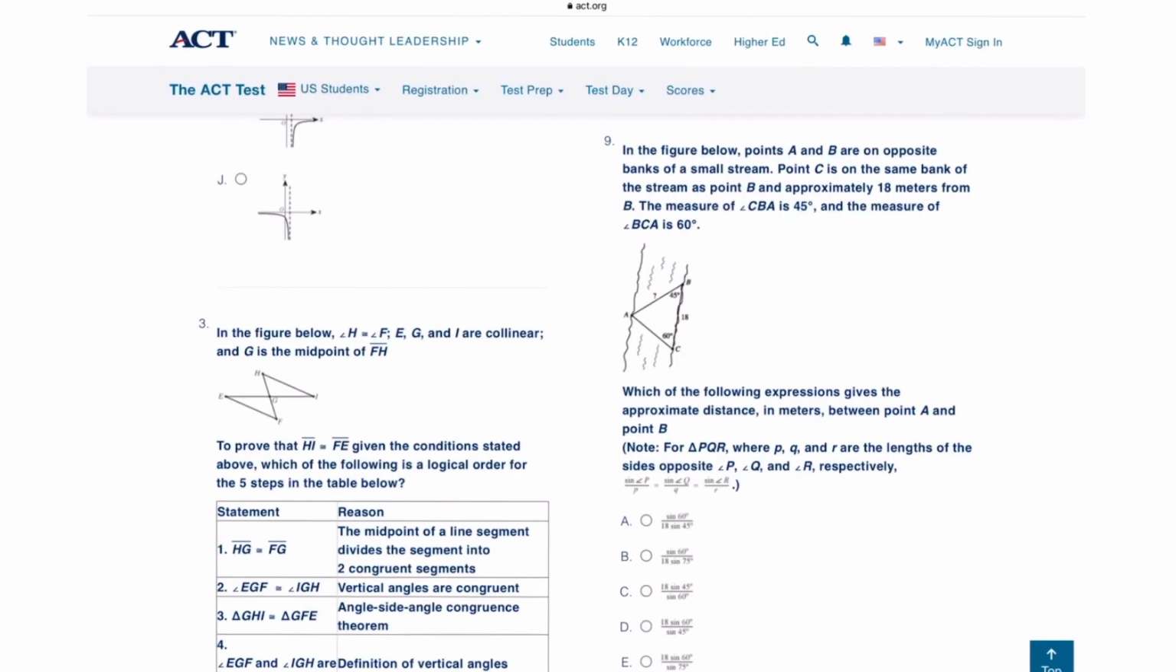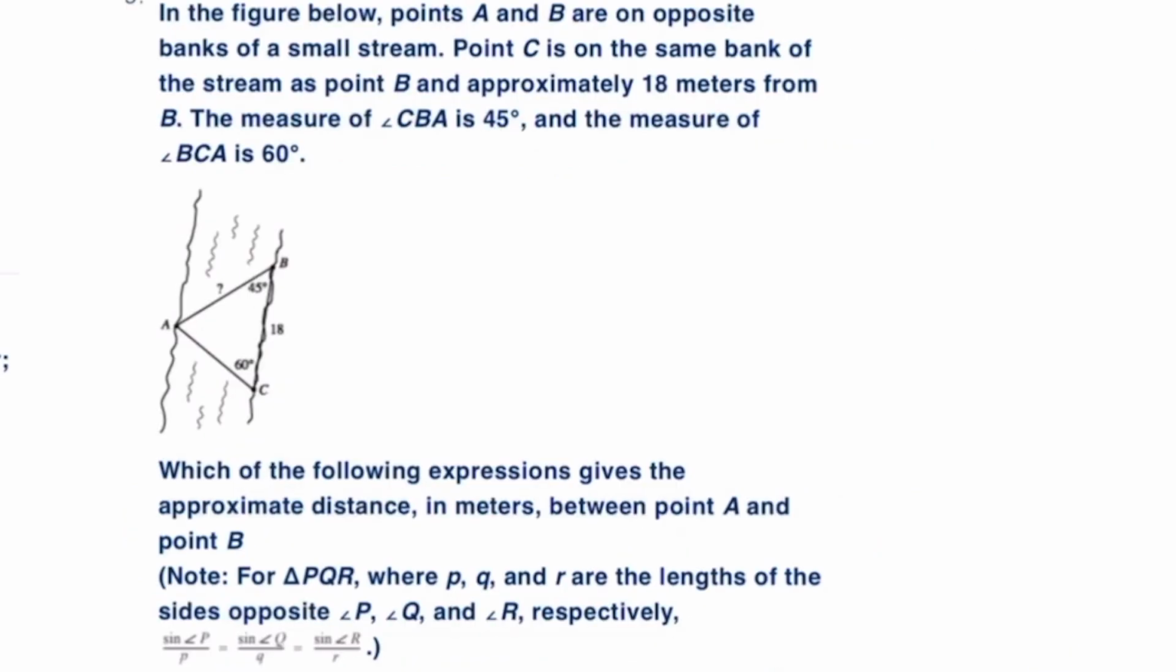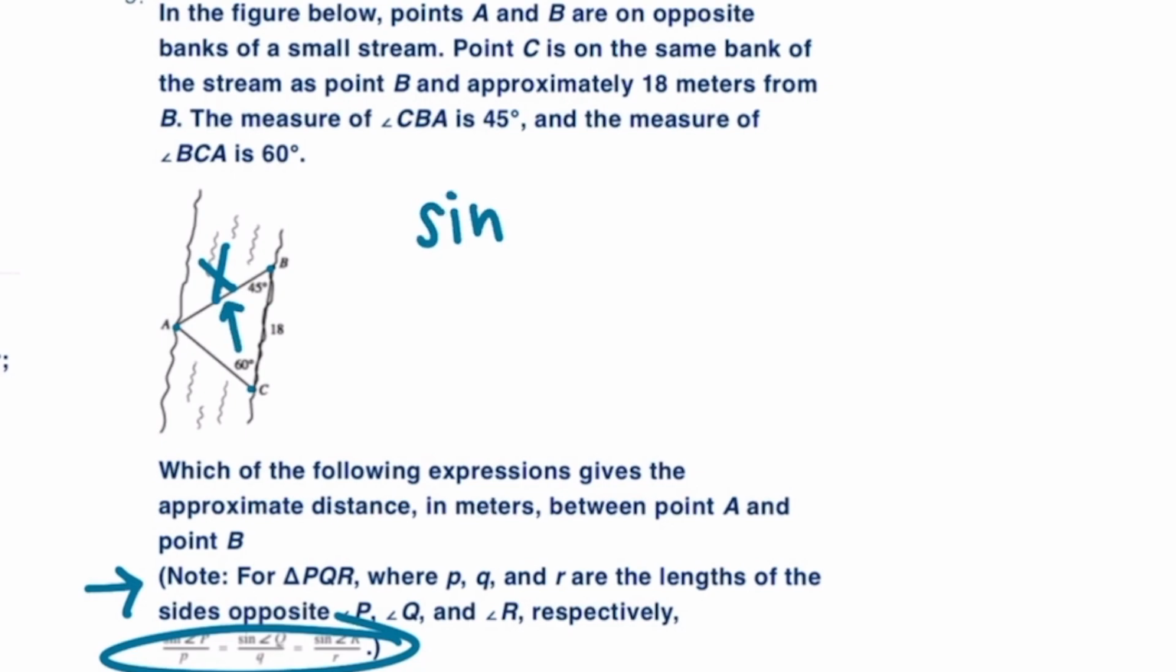J. Number 9 is a trig problem using the law of sines, which they do give you there in that note. And so we are wanting to find the distance between A and B. So we can use the law of sines down there to set that up, because we know sine of our angle over the side across from it equals sine of an angle over the side across from it. So sine of 60 over x, because that's what we want to find.